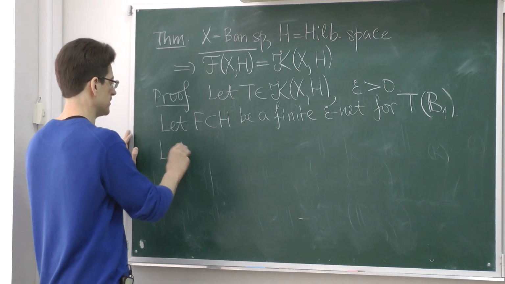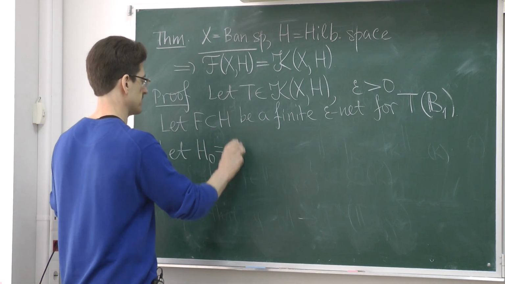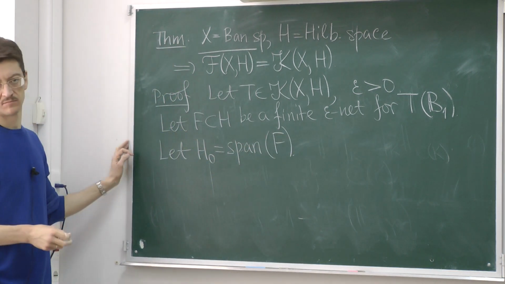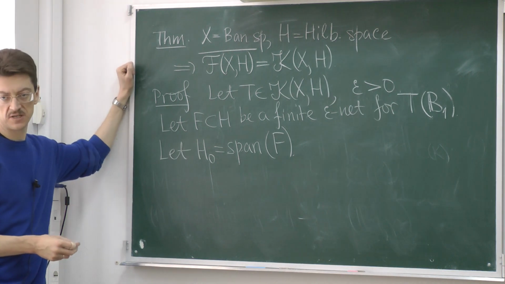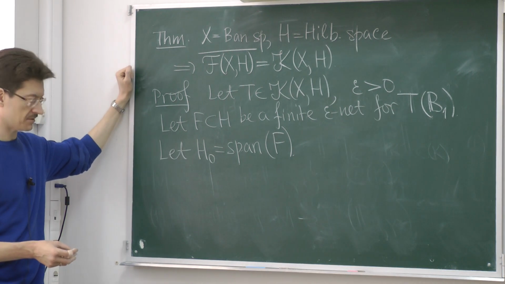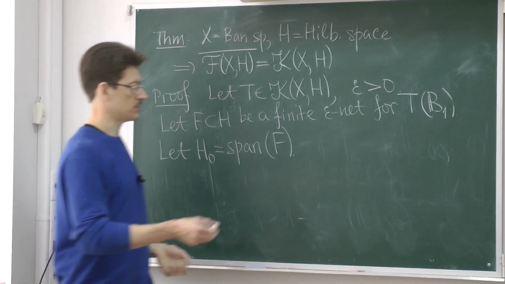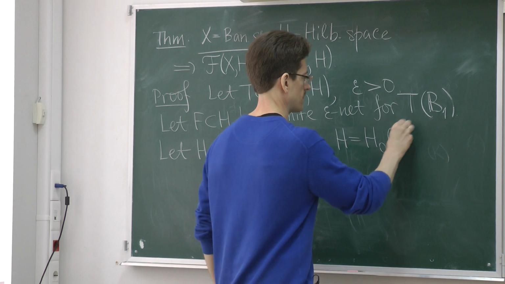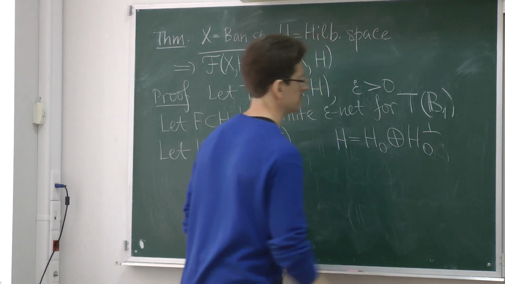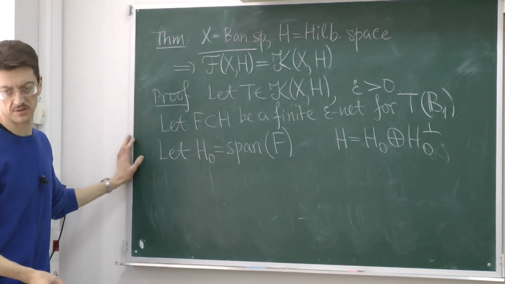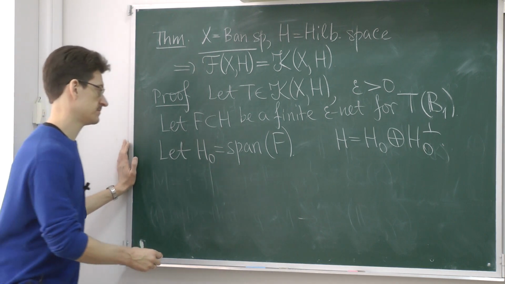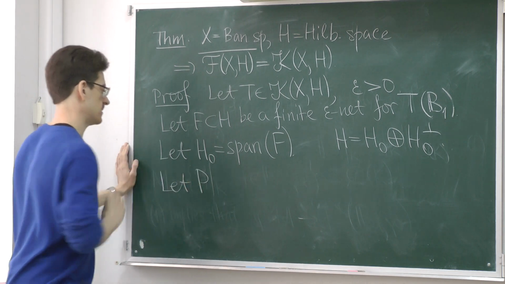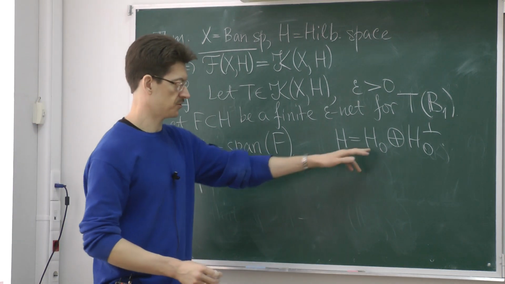Let now H0 denote the linear span of F. So this is a finite dimensional subspace of H. In particular, it is closed in H. And we can write the following direct sum decomposition: H equals H0 plus the orthogonal complement. Now let P denote the orthogonal projection onto H0.